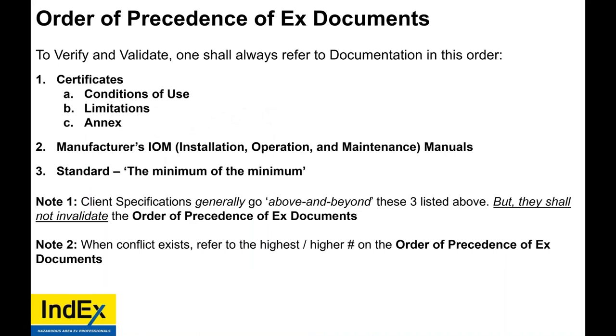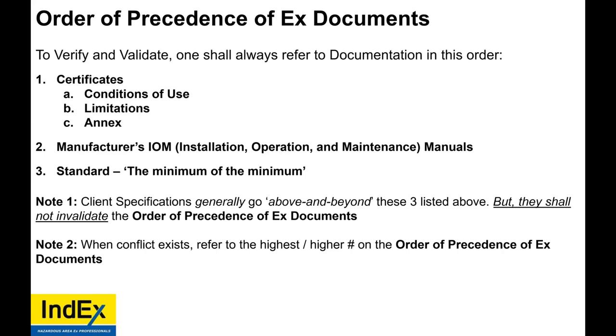Something pretty heavy: the order of precedence of EX documents. What do we have to follow? Well, we have to verify and validate. You shall refer to the documents in this order: the certificates, their conditions of use, limitations, and their annexes. Then you follow the manufacturer's IOM manuals: installation, operations, and maintenance. Then you follow the standard. This is when you are in the field. A manufacturer follows the standard, applies for testing and certification, but they also have their IOMs already completed.